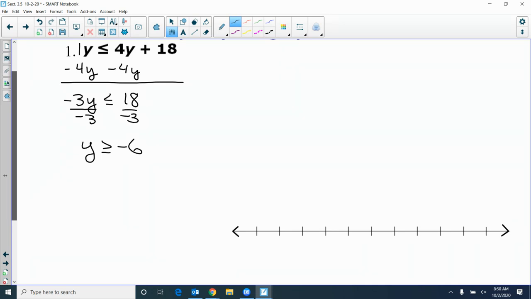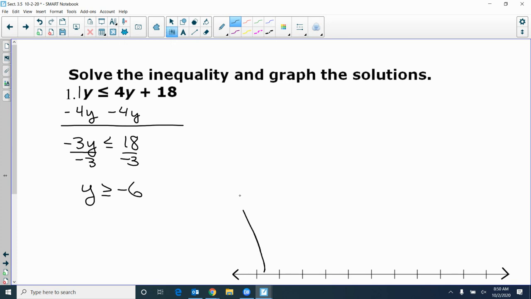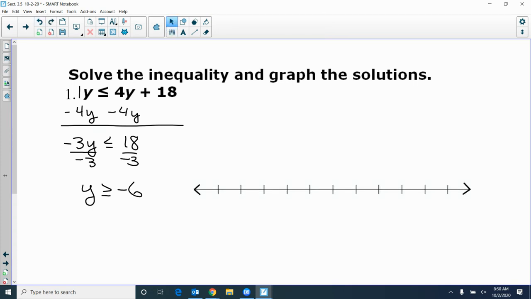Now, to graph that, I got negative 6, and then if I go up, it's negative 5, negative 4. Solid circle at negative 6. Shade to the right. Okay, solid circle at negative 6, shade to the right.